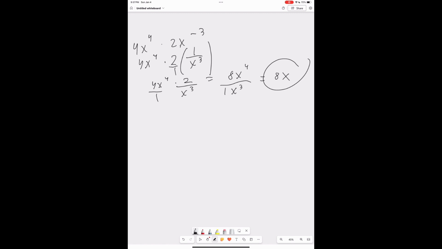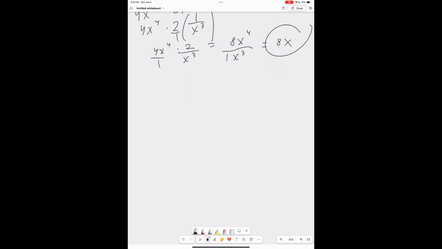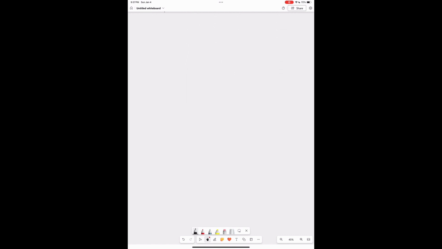Cool. So now let's try another one. So let's try this one. 2x to the third, y to the negative 3, times 2x to the negative 1, y cubed. Now this looks crazy, but it's really simple.